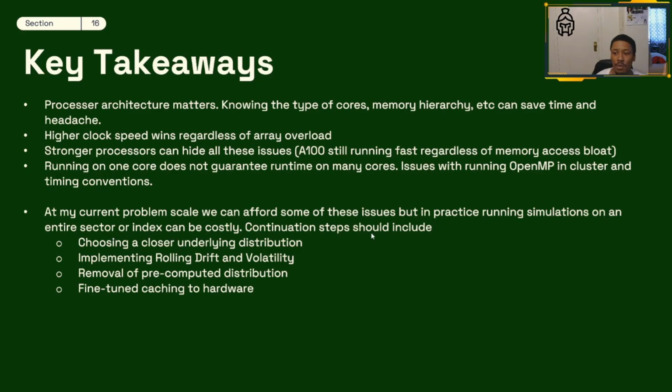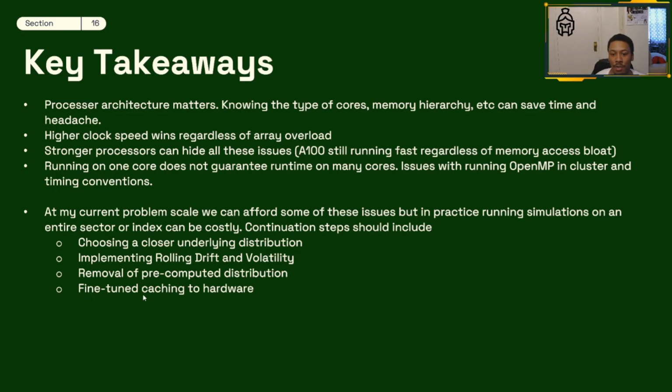So, as a continuation step of this, you should really be choosing a closer underlying distribution, which I didn't mention, but definitely look into that if you're interested, along with implementing rolling drift and volatility, which is a continuation of the first point. Then, a complete removal of the pre-computed z-score distribution. That should not be done on chip, and we should not be handling an allocation of m times n arrays of z-score distributions. It's too much allocating and deallocating, and causes a lot of bloat depending on the processor.